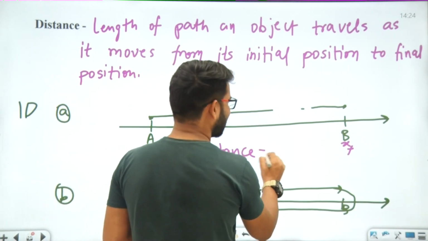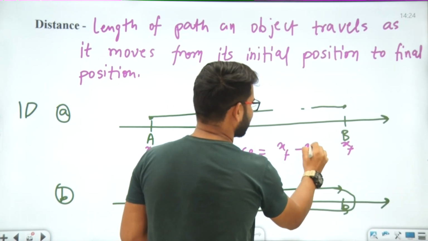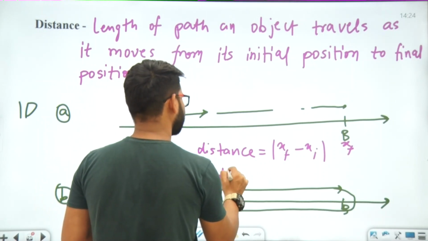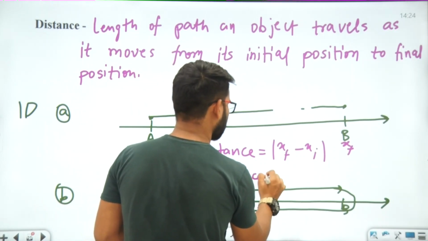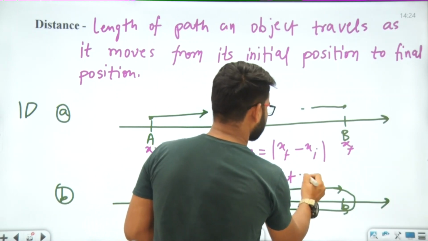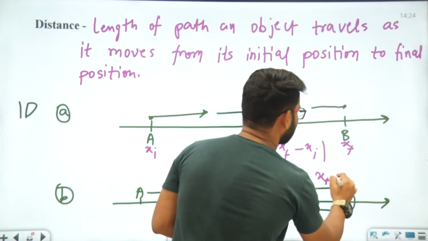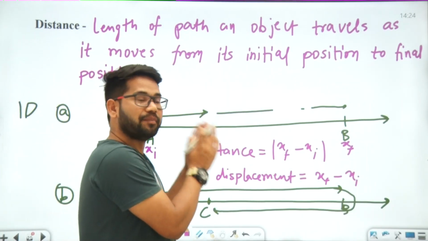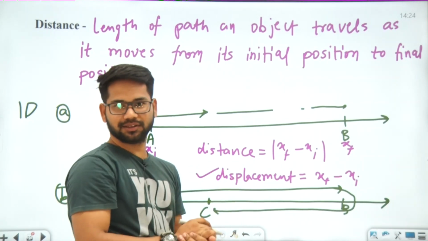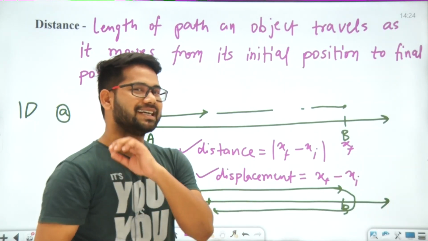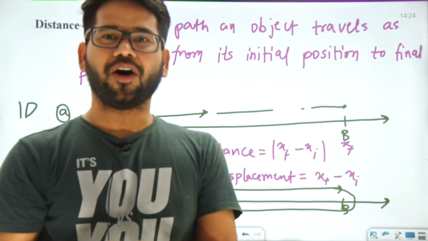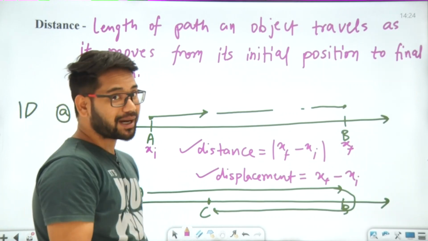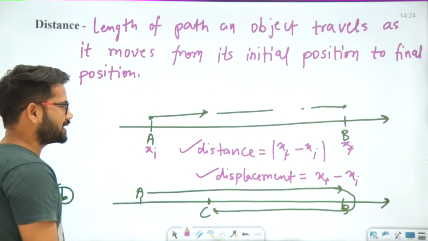Distance will be xf minus xi here, right? And displacement also we have here x final minus x initial. Here plus and minus matters for displacement, but for distance it doesn't matter. Distance is either positive or 0, right? Because distance is the path length. Now go for the second situation.